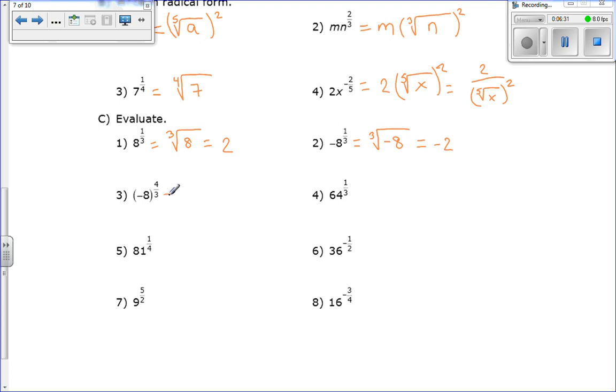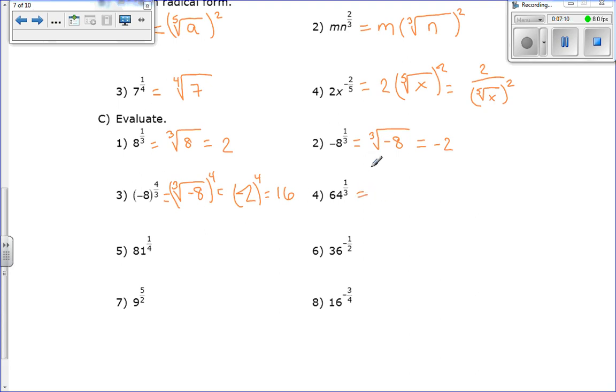For number 3, this is the cube root of negative 8 raised to the 4th power. We already determined that the cube root of negative 8 is negative 2. And then we have to raise that to the 4th power. Negative 2 to the 4th power is negative 2 times negative 2 times negative 2 times negative 2. Because I have 4 negatives giving me a positive answer, my answer is 16.